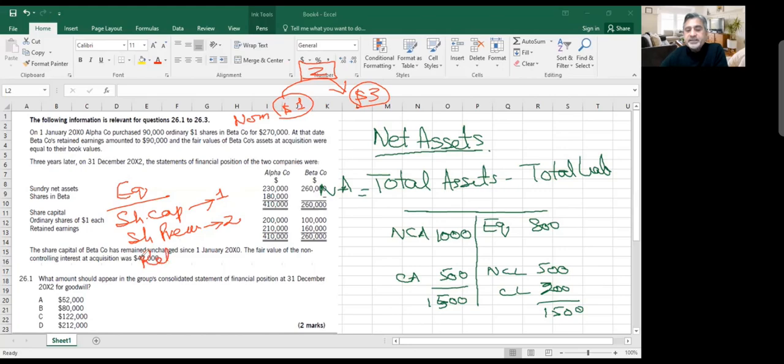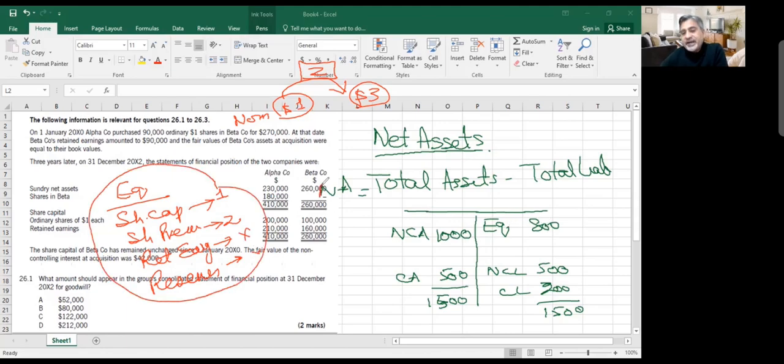Then you have retained earnings. Retained earnings are called undistributed profits, like whatever profits you have made in the last year, and then you give out the dividends, but after giving dividends, whatever is remaining, that is called retained earnings. After retained earnings, you have reserves. Reserves, we have revaluation reserves or some other reserves, whatever. So these are the 4 components of equity, which together are 800.